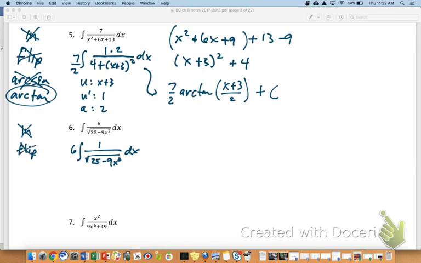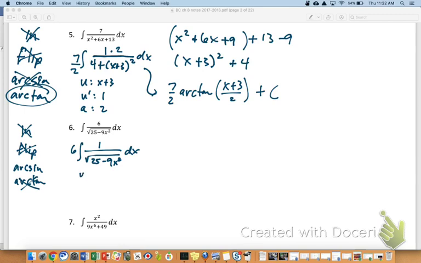So we eliminate that. That leaves us with either arcsine or arctangent. And of those two, if it has to be one of those two, which one would it have to be? Arcsine because? It's square root. We got the square root in there. So I'm going to come over here and realize this is pretty well set up. I don't have to do any completing the square.